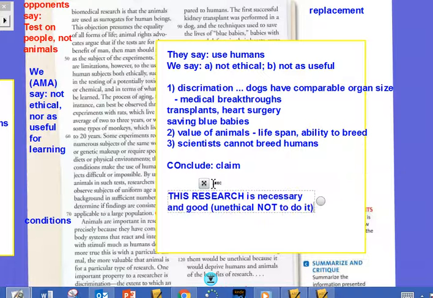Okay? This is how they've organized their argument. What do they say? What do we say? How do we support what we say? We conclude with our claim. Instead of starting with our claim, we conclude with it. And we reiterate that our research is necessary and it's good and unethical not to do so.